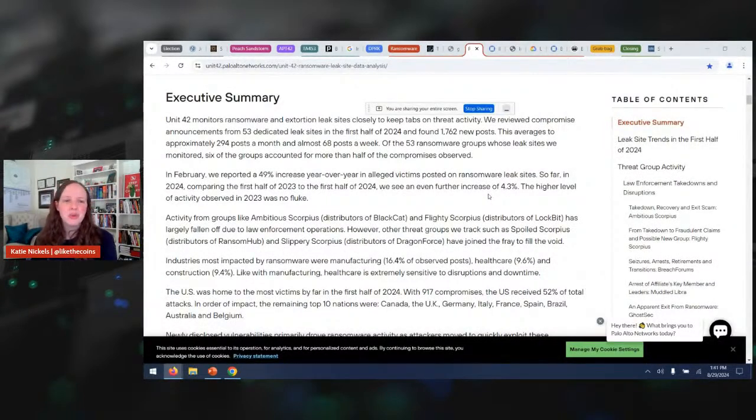If you don't have time to read every single one of these reports, and you want to know who the groups are, who the actors I should be paying attention to are, this can give you a nice starting point. I mentioned that we often accept the group names from the ransomware actors themselves. Well, Palo Alto Unit 42 actually use their own names here, Ambitious Scorpius, rather than accepting the self-named ransomware actors, Black Cat. So kind of an interesting nuance there.